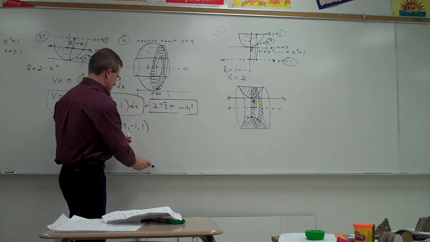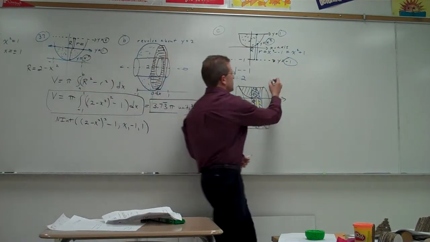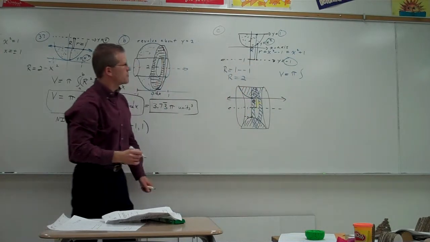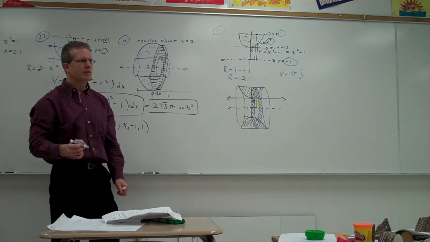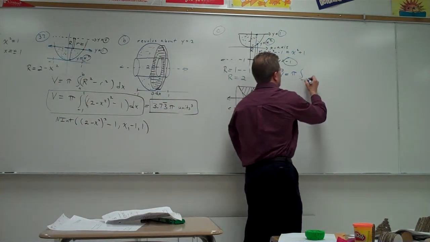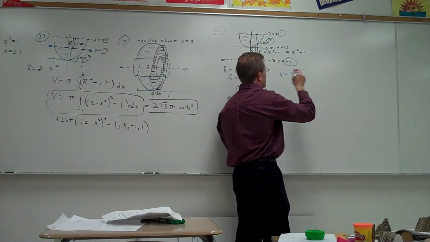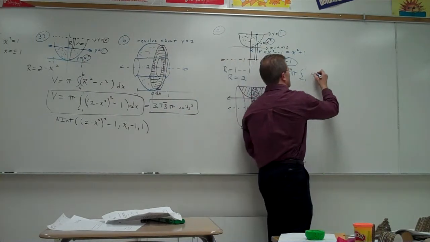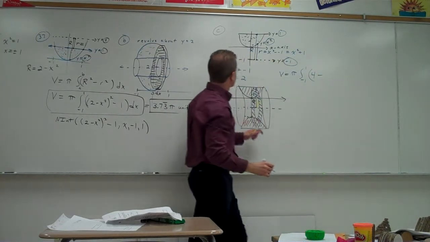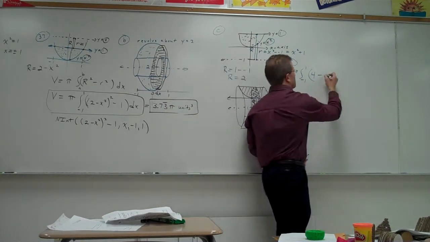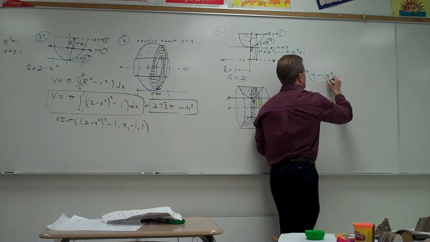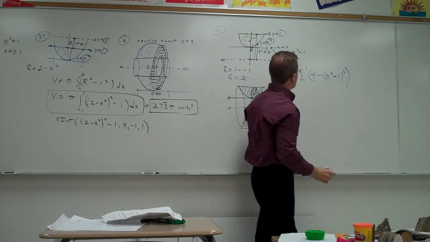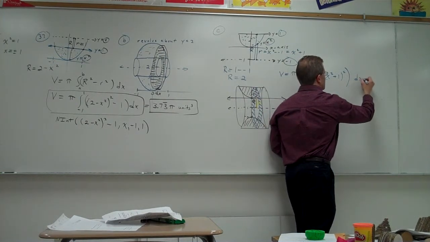All right, let's go ahead and plug it into the washer method now. So volume equals pi times the integral. Are my bounds still going to be the same? Yep, still going to be negative 1 to 1. Still x values. Big radius squared, so that's going to be 2 squared, which would just be 4, minus your small radius squared, so that's x squared plus 1, squared. And then don't forget your dx.